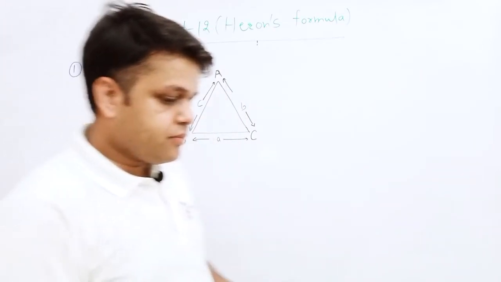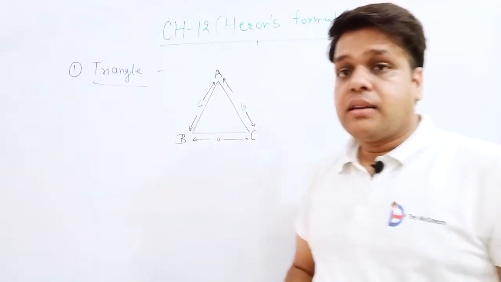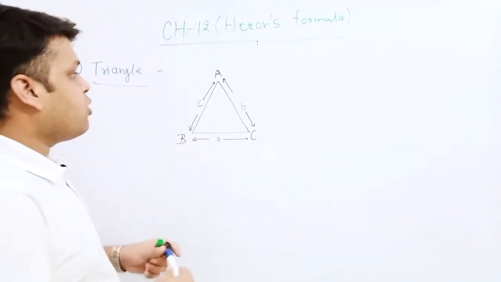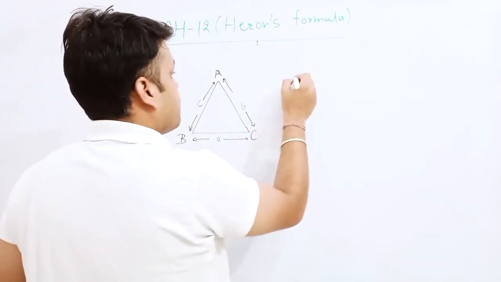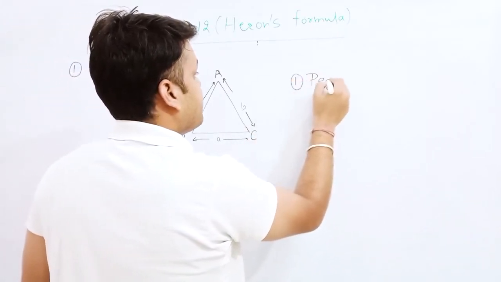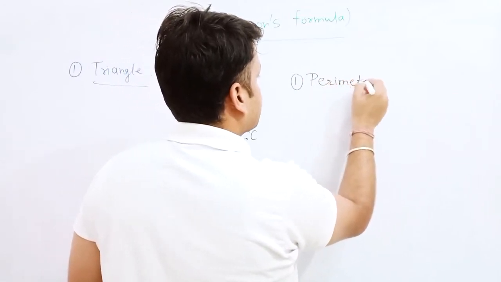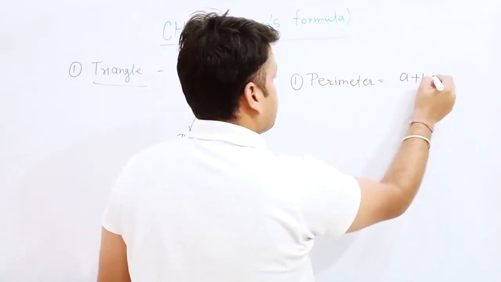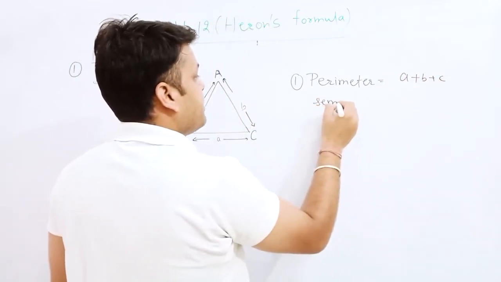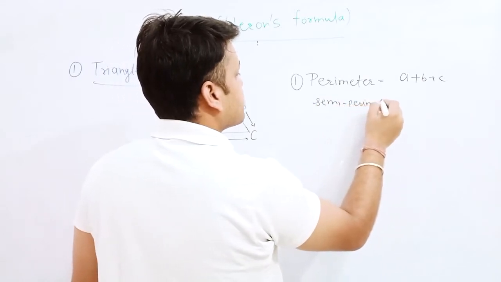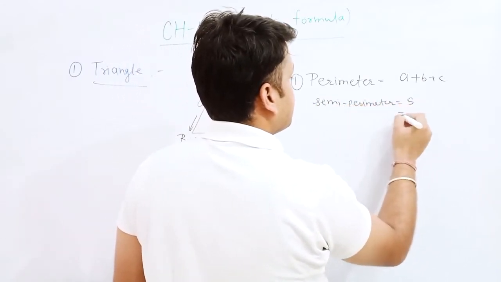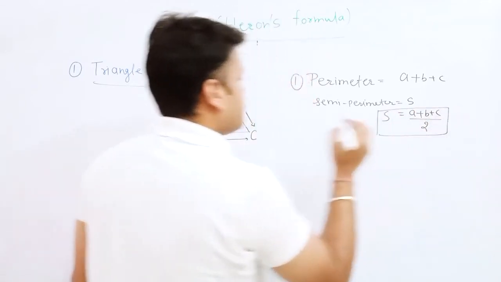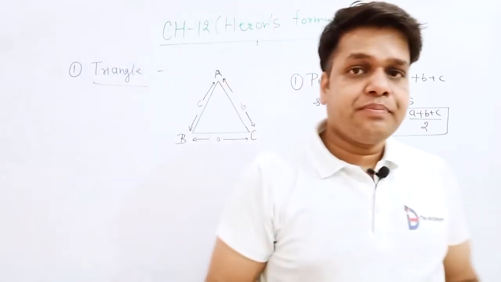Now what are the formulas regarding the triangle? So guys, we all know the first formula, which is perimeter. Perimeter is the sum of the sides, which becomes a plus b plus c, and the semi-perimeter becomes s, which is (a plus b plus c) by 2. So this is the first basic formula regarding the triangle.